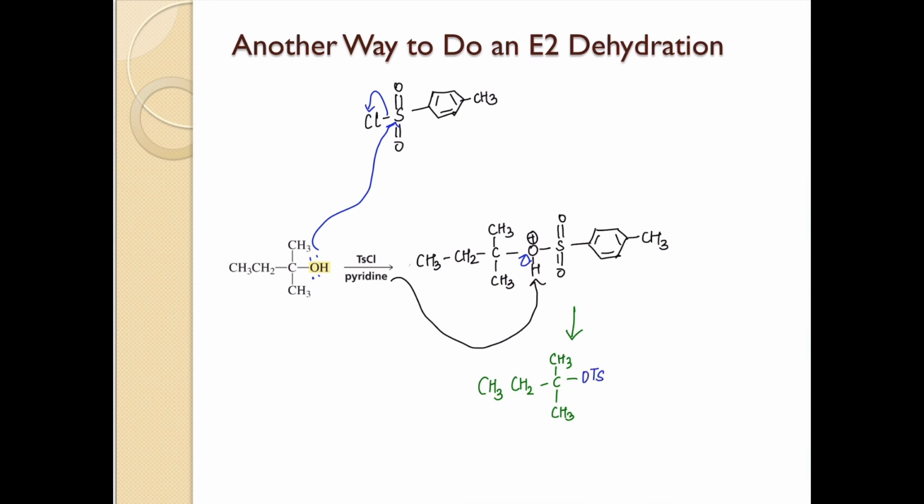Okay, now we need to abstract the beta hydrogen. When you react it with a strong base, it's going to go through the E2 mechanism, right? So we need to find the alpha and the beta carbons. So here is your alpha carbon and here are your beta carbons. If any of these two hydrogens are abstracted, it's going to result in the double bond on the first carbon, which is going to look like this.